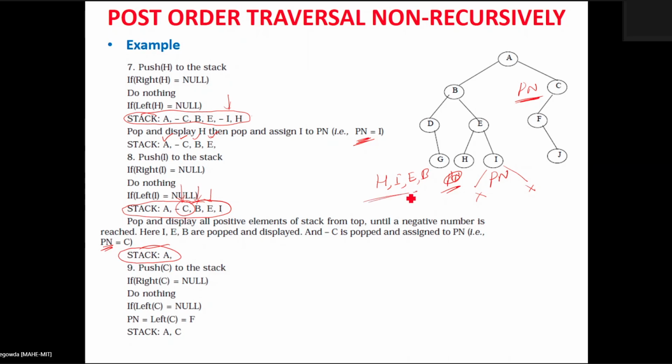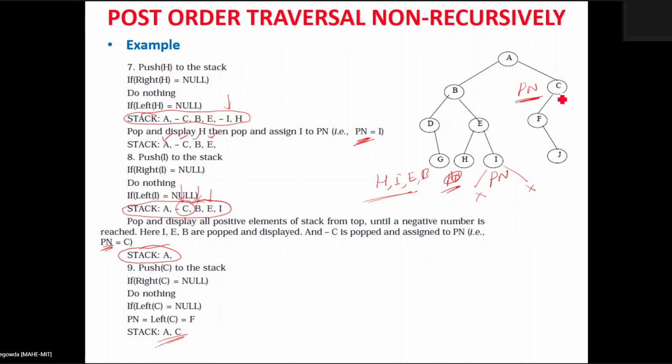These are the values which are displayed as the output. Then, since Pn is pointing to C, now I have to push the C value onto the stack. After pushing the C value into the stack, the status of the stack will be this. It has the values A as well as C.